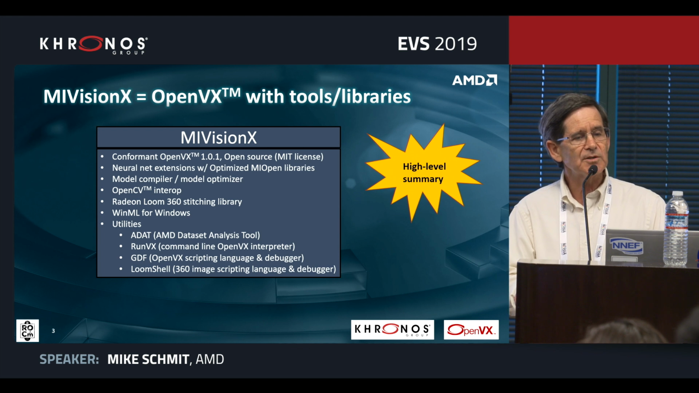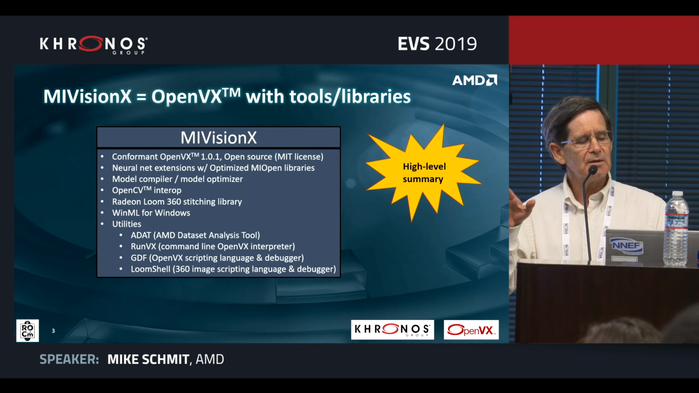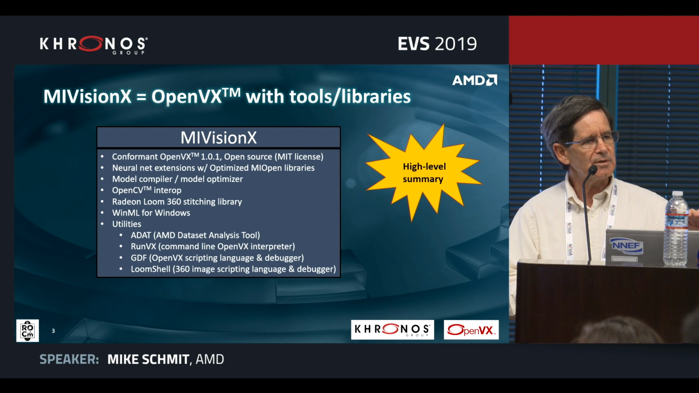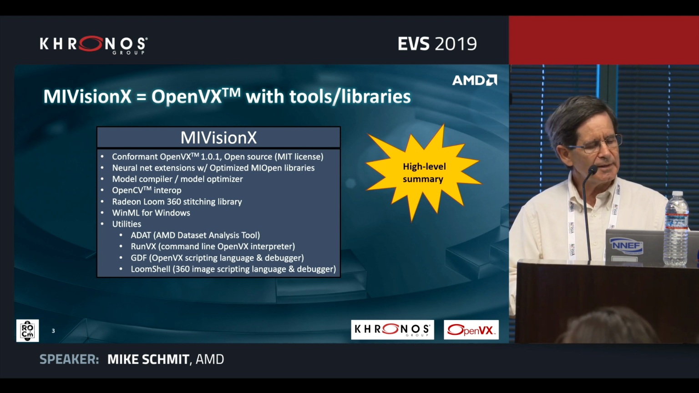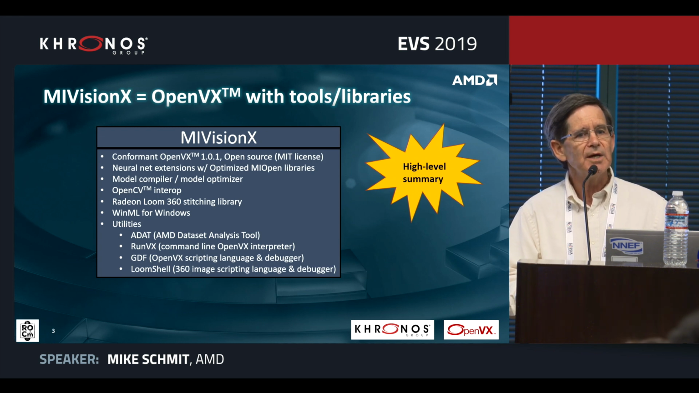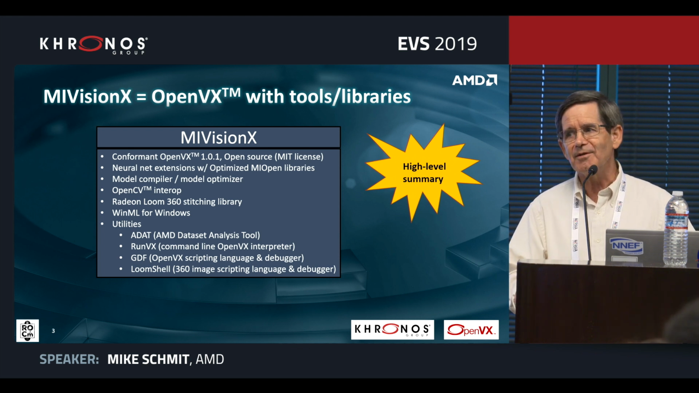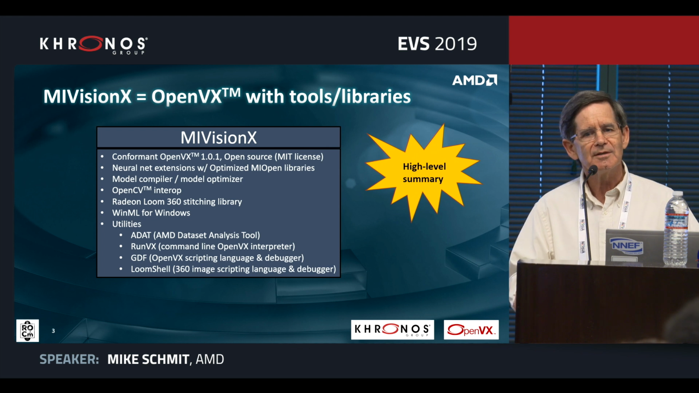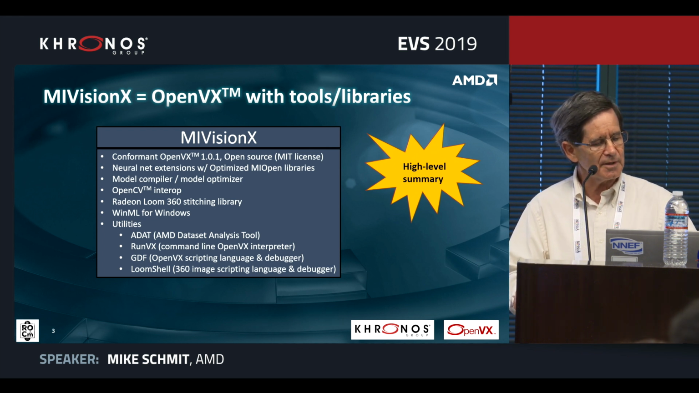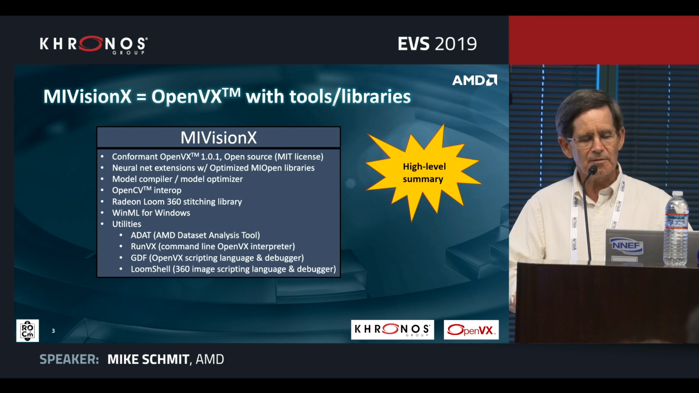There's RunVX, which is an OpenVX command line tool that helps you debug and run code. There's a tool called GDF, which is a graph description language, a scripting language. And I was really happy this morning to see the new graphical tool, which is even better than this, to allow you to visualize what your OpenVX graph looks like. GDF is basically a command line version of that, you might think. And Loom Shell, which is the 360 video stitching library.